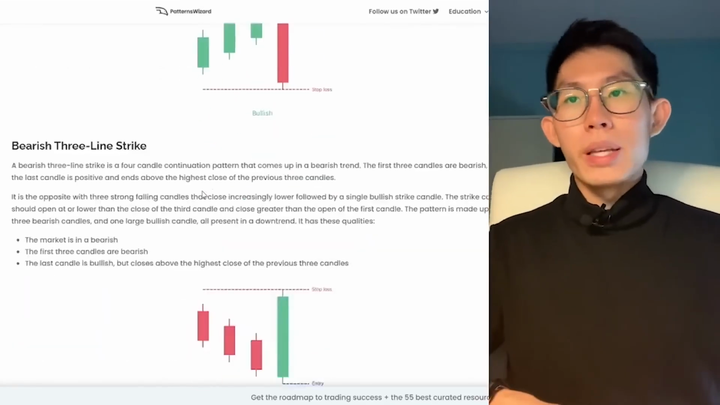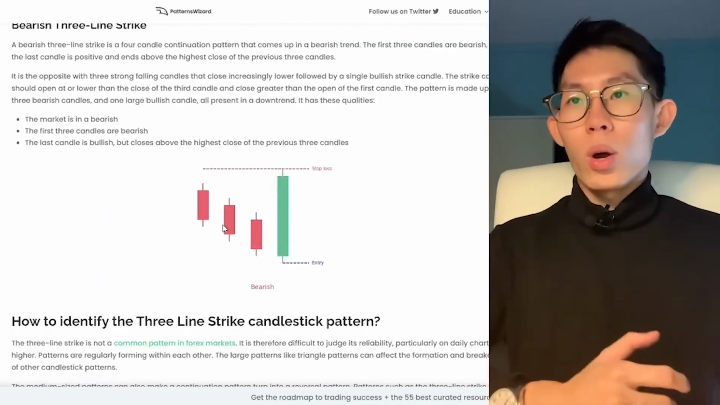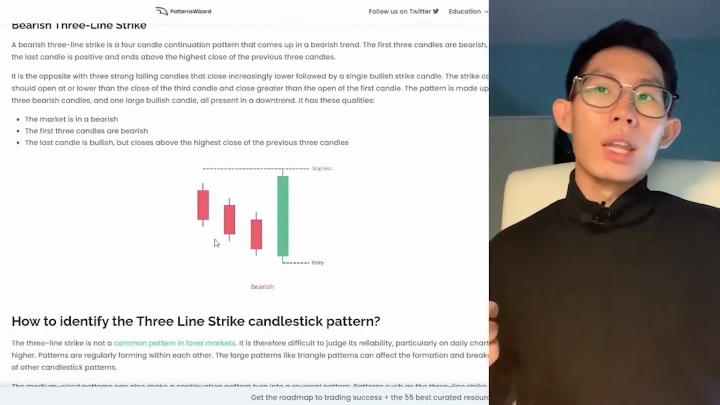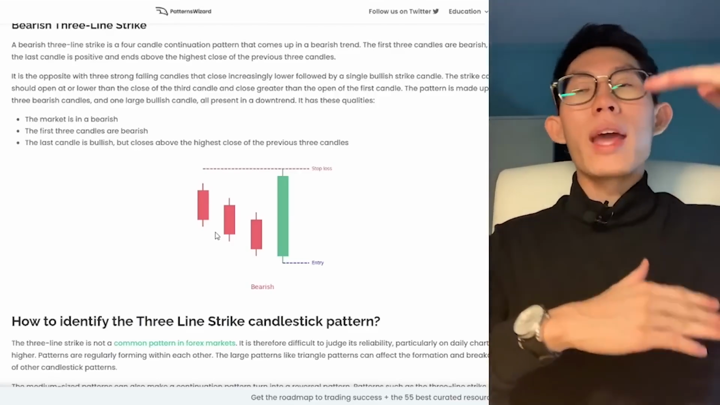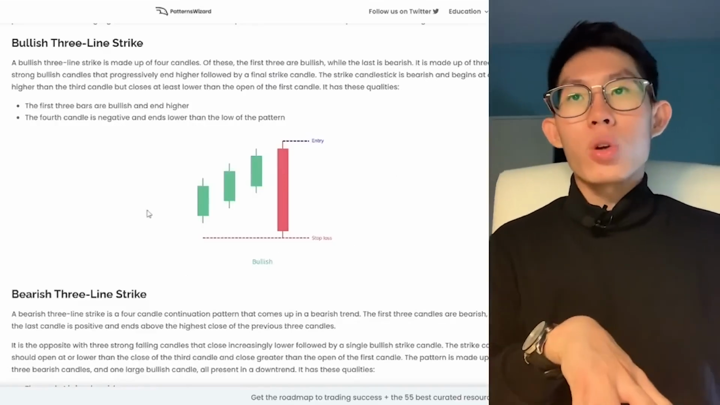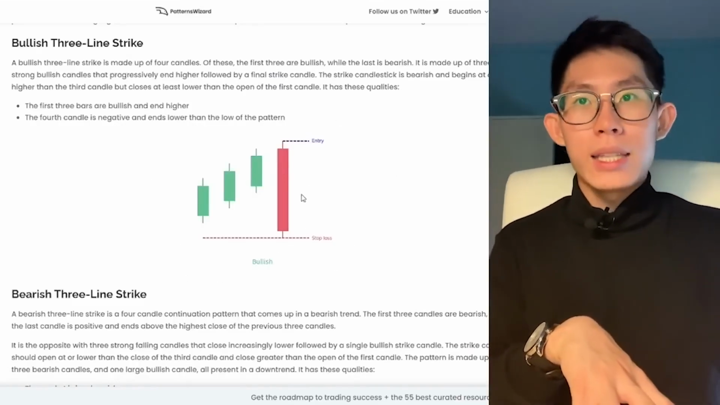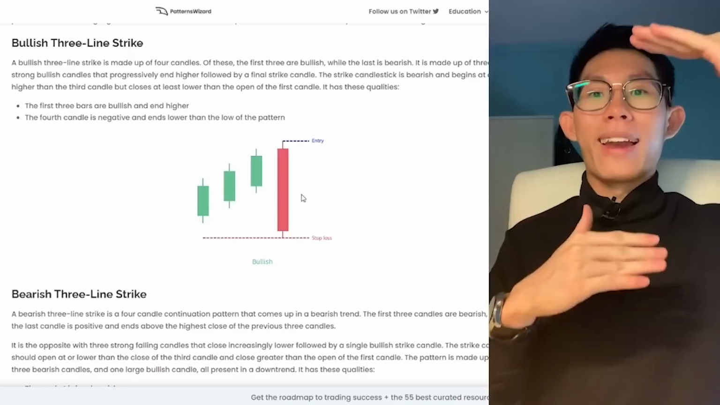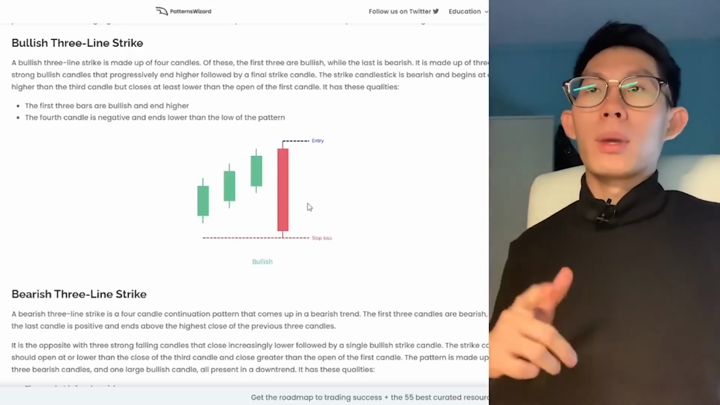So the opposite is basically 3 red candlesticks, each one closing lower than the previous candle, followed by a huge green engulfing candlestick. So this 3-line strike candlestick pattern basically shows us that there is a lot of selling pressure in the market. Let me give you an example.